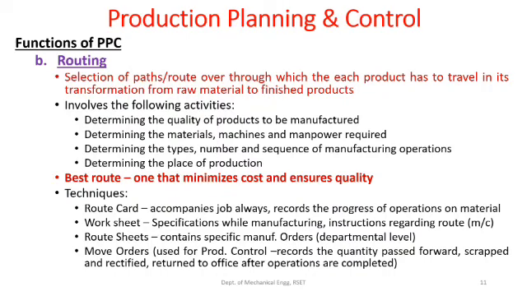So routing starts off with assessing or understanding the quality of products to be manufactured. Then based upon the quality of products, you determine the materials, machines and manpower, that is the resources required. You also determine the types of manufacturing operations, their sequence, and the number of times these manufacturing operations have to be carried out. Now to explain this, I'll just give you a simple example.